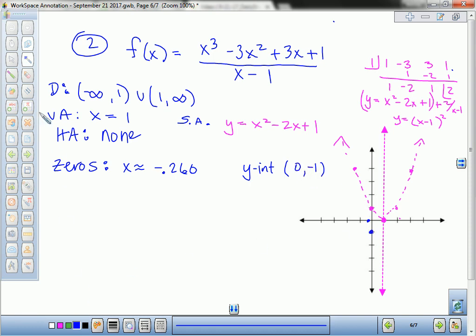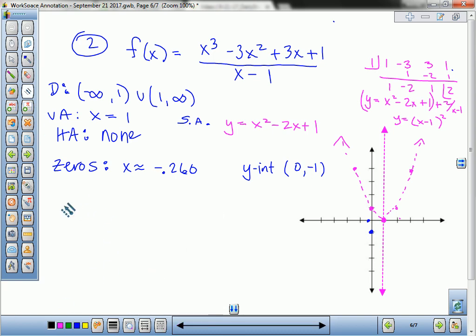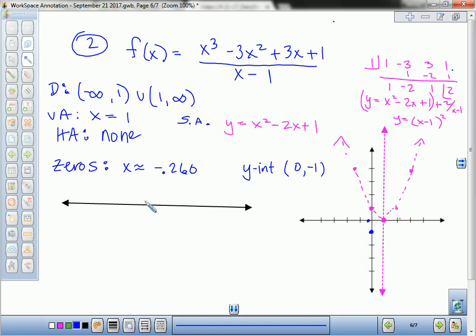All right, sign chart. Sign chart, and then I should be good. Well, we already graphed it. That's kind of cheating. All right, what's the only thing? One, and one, and we got negative 0.6.